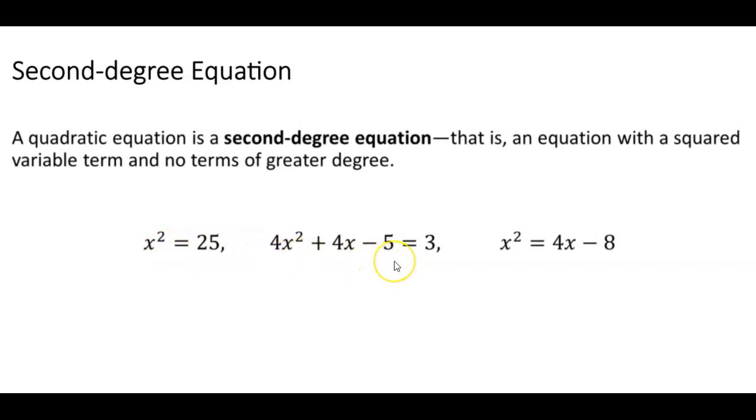If we take a look at this next equation, 4x squared plus 4x minus 5 equals 3. Now there are two variable terms in this equation. The one with the highest degree is this x squared, which makes that a second degree equation. The last equation in this example, we have x squared equals 4x minus 8. Again, the highest degree of the variable is 2, which makes that also a second degree equation.